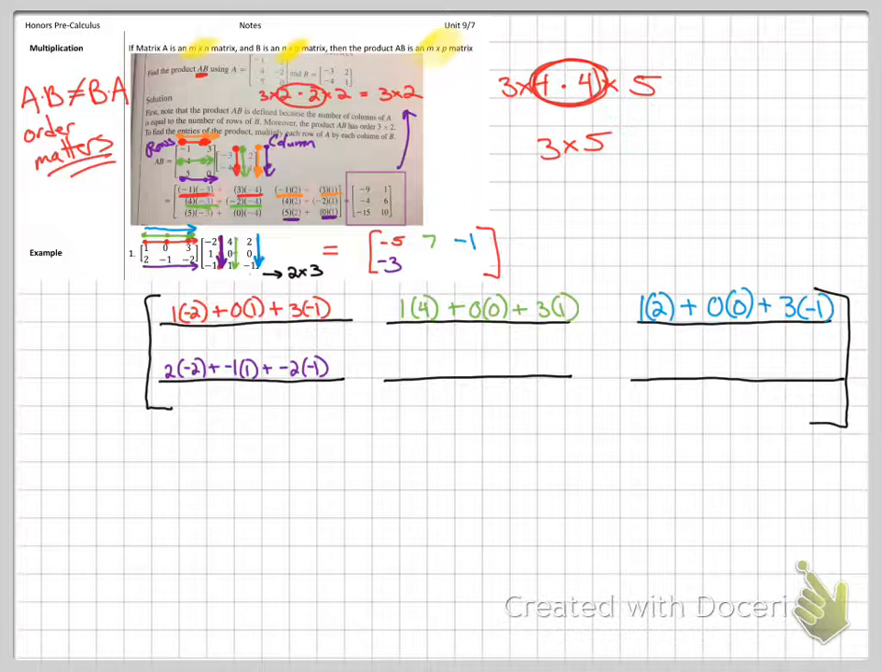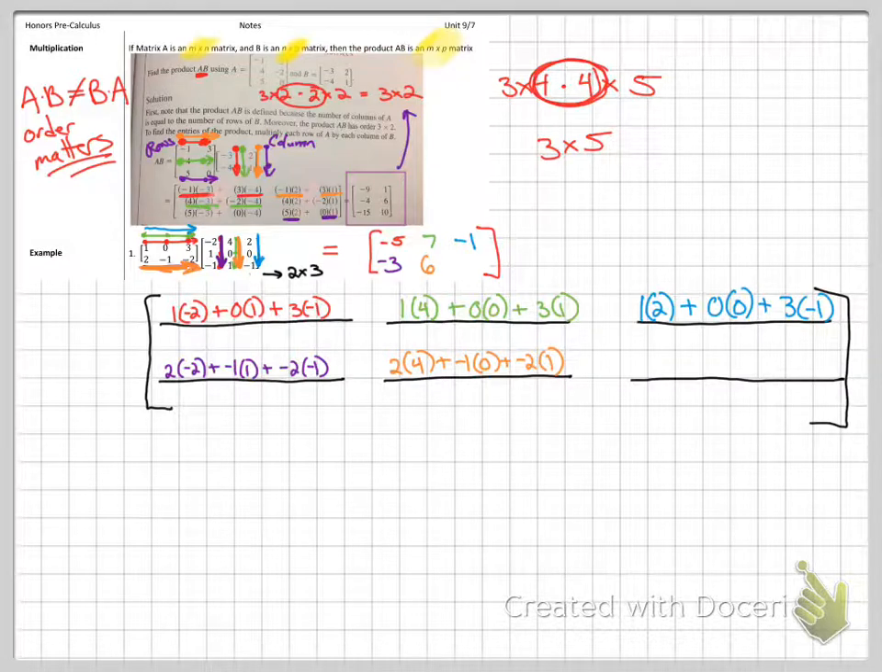See if you can fill out the middle one. So, not the middle one, sorry. Bottom row, middle column. So still across the right, but now I'm going down the middle again. Okay, so 2 times 4, plus -1 times 0, plus -2 times 1. When I do that math, I get 6.